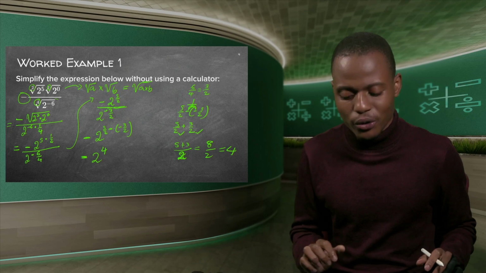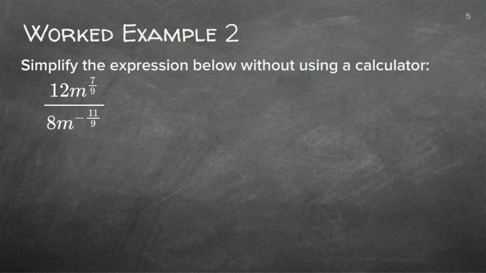But I have one more for you, and let's see what we have. So it says simplify the expression below without using a calculator. So we shall not be using calculators at all. So good luck to us. Let's see. So it says 12m to the power of 7 over 9 all over 8m to the power of negative 11 over 9.